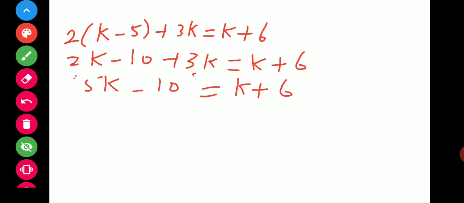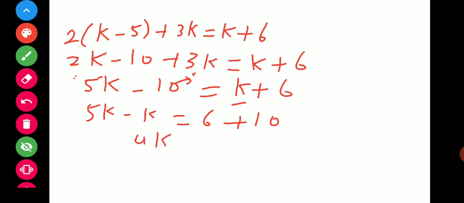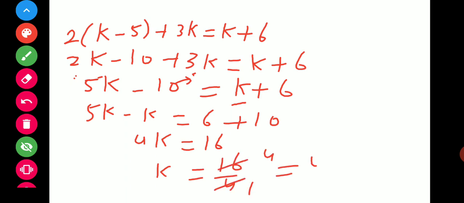Now change the like terms on same side, so this k will be transferred to left hand side. So 5k minus k is equal to 6. This 10 also has to be shifted to the right hand side, so plus 10. So it is 4k is equal to 16. So k will be equal to 16 upon 4. 4 1s are 4, 4 4s are 16. So 4 is your answer.